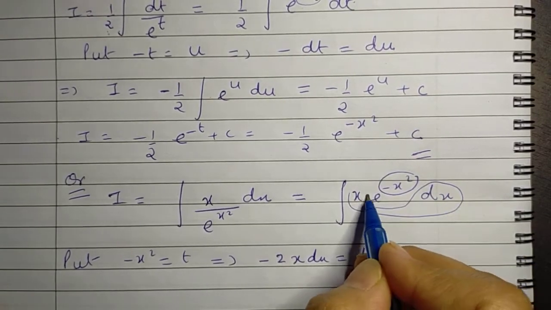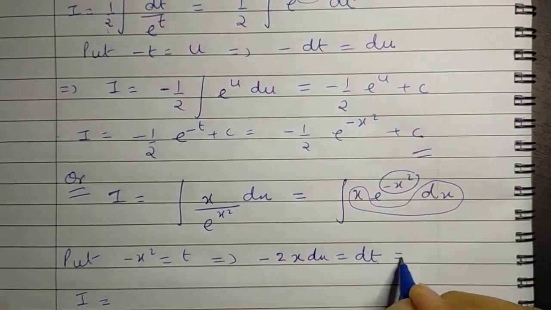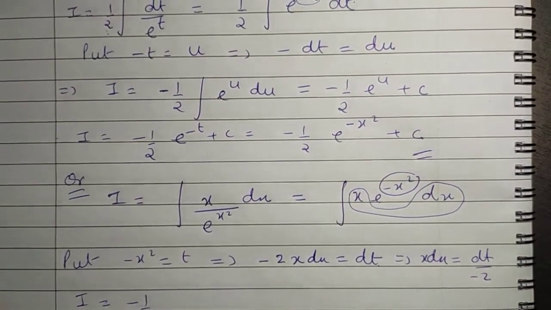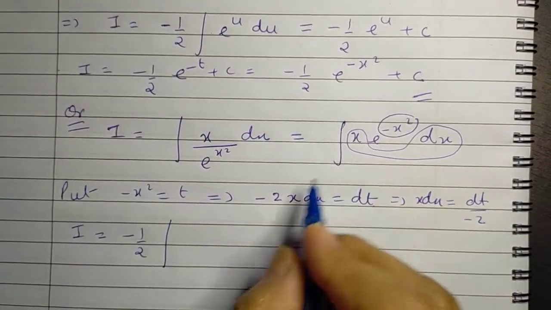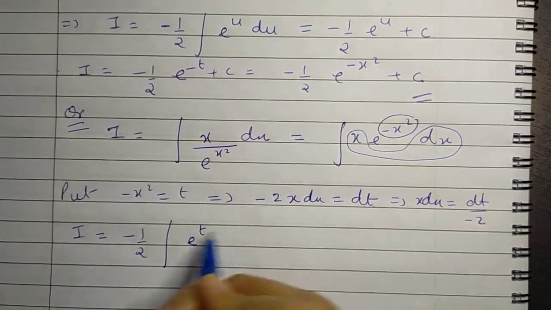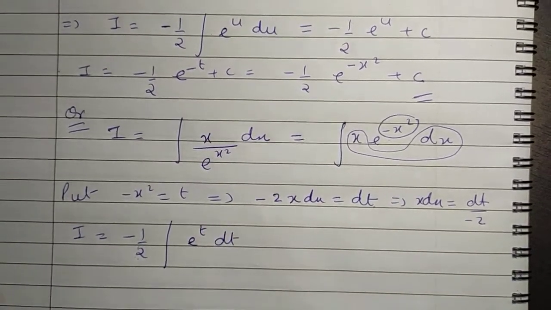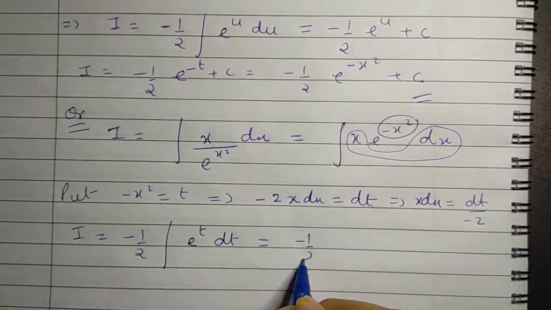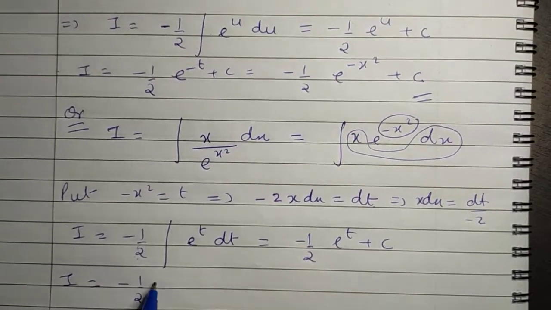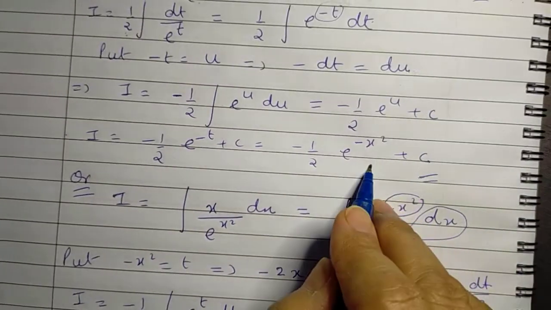This x dx gets absorbed in dt, and so we get I is equal to, this gives us x dx is dt upon minus 2. So you get minus half of, in place of e raised to minus x square, we'll write e raised to t. In place of x dx, we'll write dt into minus half. Minus half I've already written, so dt. And this on integrating gives us e raised to t plus c. Now substituting back in terms of x, we get e raised to minus x squared plus c, which is the same answer as obtained here.